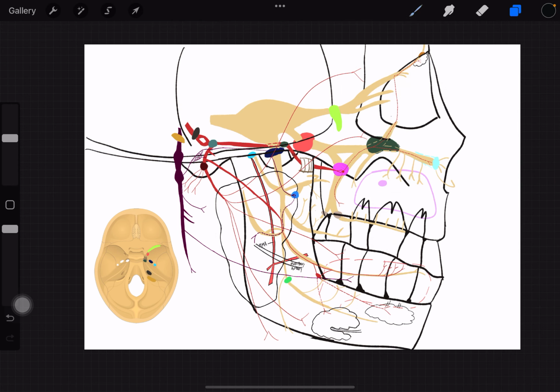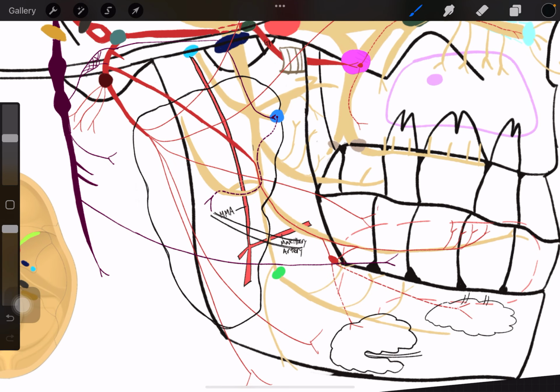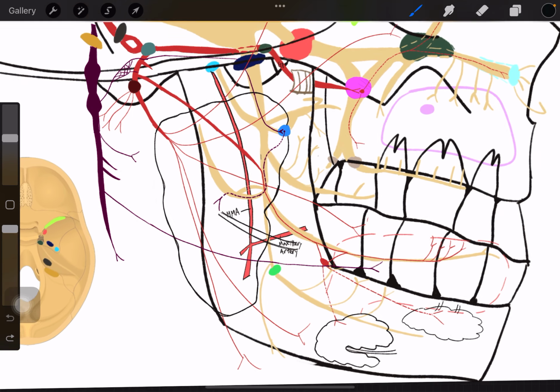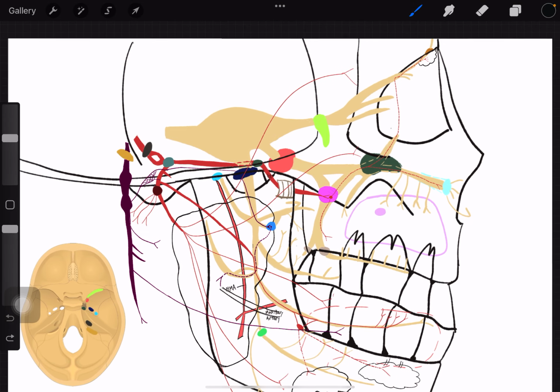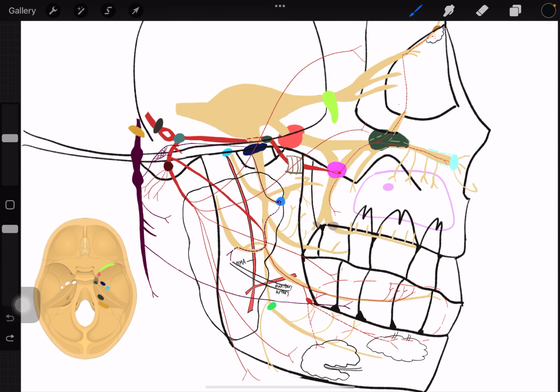Oops, forgot to add the ECA and MMA. The maxillary artery will just go behind the mandible, go up this way to the pterygopalatine area. The maxillary artery has a bunch of branches. Okay, that's it for the drawing.